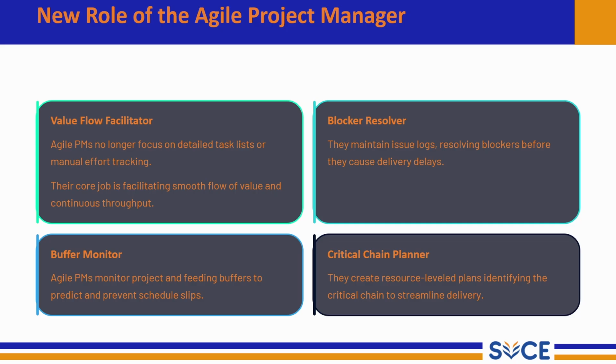The fourth one is critical chain planner. They create a resource-level plan identifying the critical chain to streamline delivery. Instead of traditional Gantt charts, Agile project managers use critical chain thinking to focus on the tasks that directly impact delivery time. This helps in faster completion of high priority work. So the Agile project manager acts more like a leader and facilitator who enables the team rather than controlling them like in traditional project management.